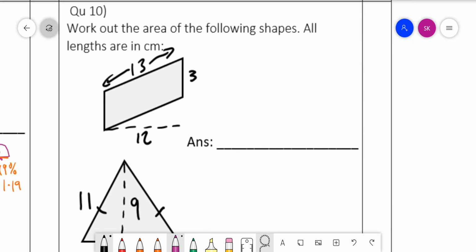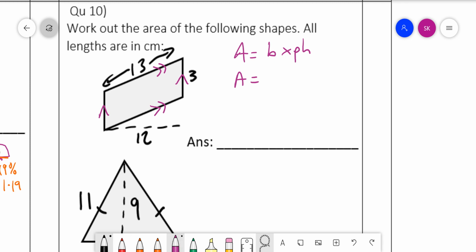Question 10, part A. Work out the area of the following shapes, all lengths are in centimetres. Well, this shape here, this is a parallelogram. It's got two pairs of parallel sides. Area of parallelogram, base times perpendicular height. There's three lengths here. One of them's a red herring. Can you see which one it is?